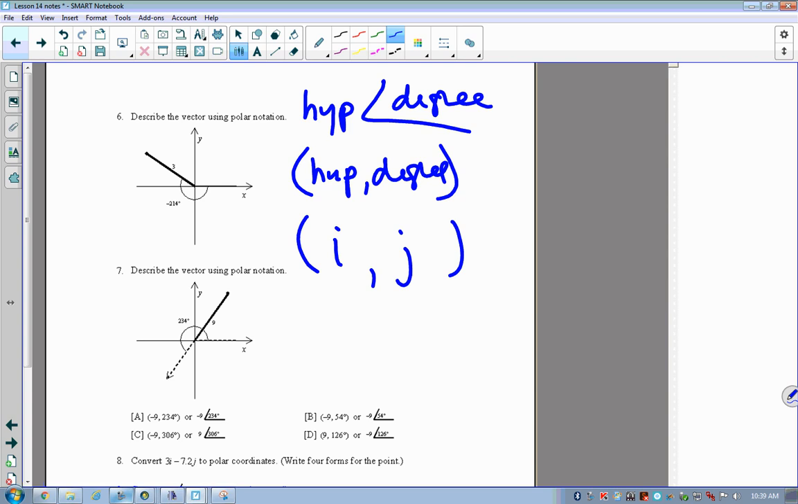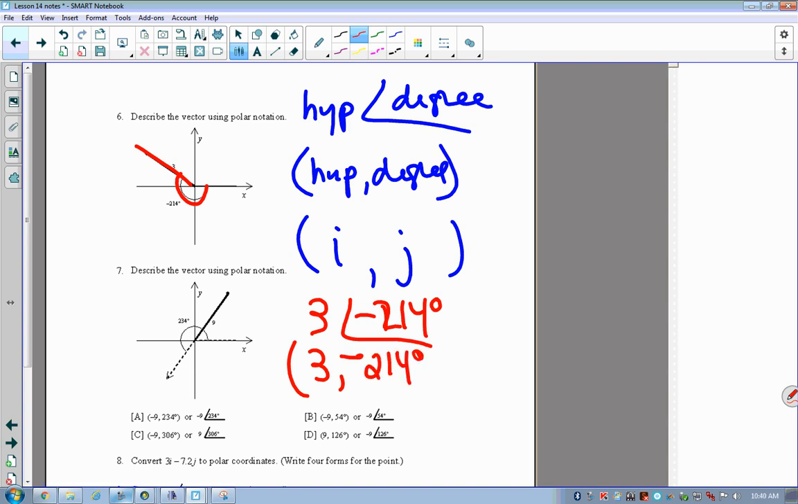So number 6 really isn't a terribly hard question. My hypotenuse here is 3, and the degree is negative 214 degrees. That's polar coordinates: the hypotenuse, the length of my line segment, and my degree. Any questions about that? We could have also written it as (3, negative 214 degrees), in parentheses. Either one of those methods will work.